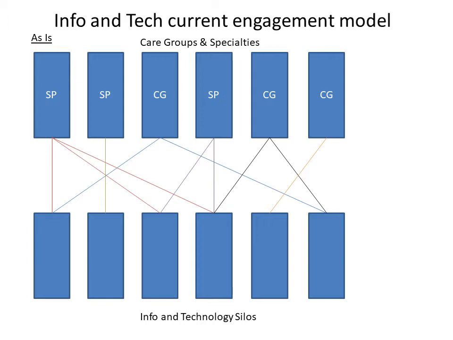The engagement method is random. People from care groups or specialties or whatever just get in touch with someone they know who can get something done, and a piece of work is kicked off or just done. In some cases, people engage with different people in different silos, and potentially the approach is not as organised as it should be.